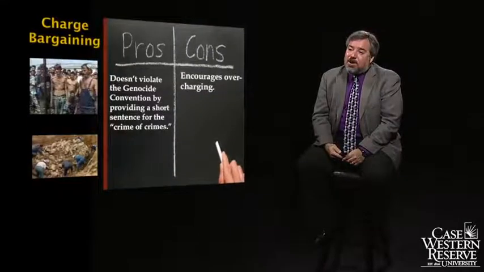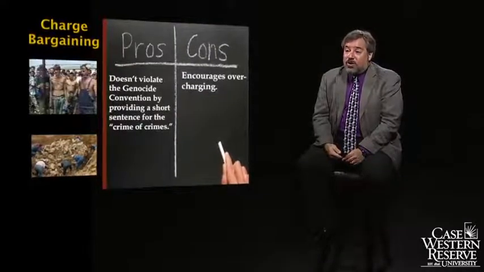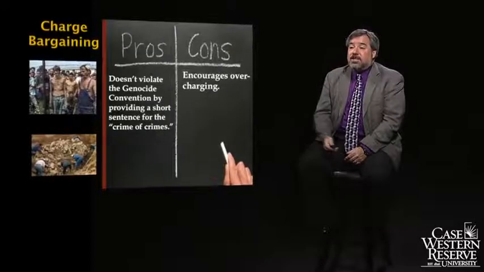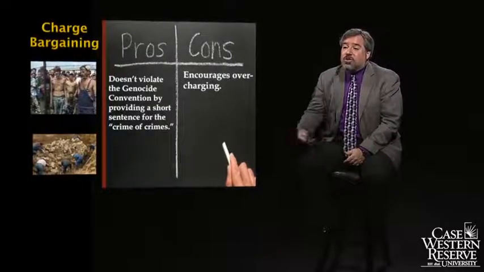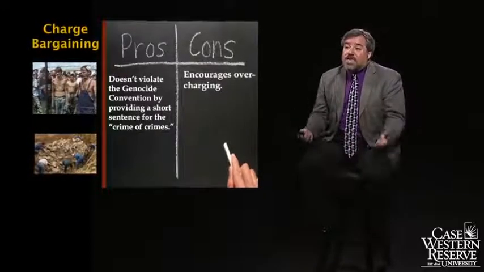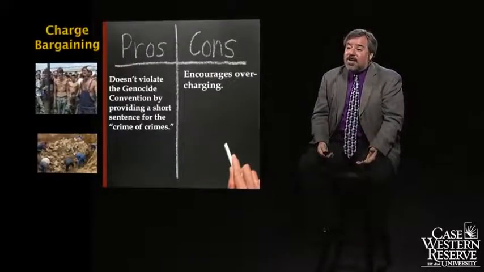But if you drop the genocide charge, there is no direct conflict with the Genocide Convention. What are the cons, however? Well, this kind of plea bargaining encourages overcharging. If you want someone to plead guilty to crimes against humanity, you charge them with genocide, whether or not you think you have the evidence to prove genocide. Then the prosecutor can say, all right, we don't need to go to trial. We'll make a deal with you. We'll drop genocide and only prosecute you for crimes against humanity. And the person may say, oh, okay, that sounds reasonable, where in fact, the person really never would have been charged with genocide if not for plea bargaining.